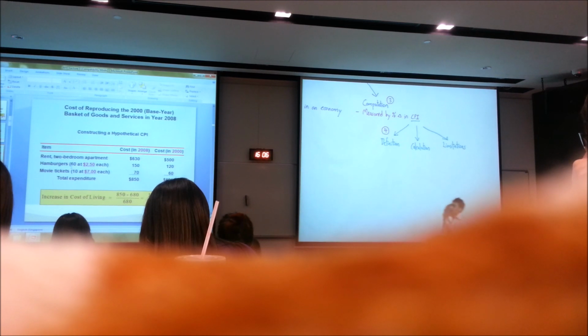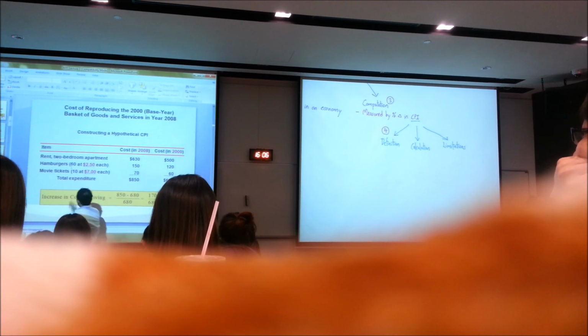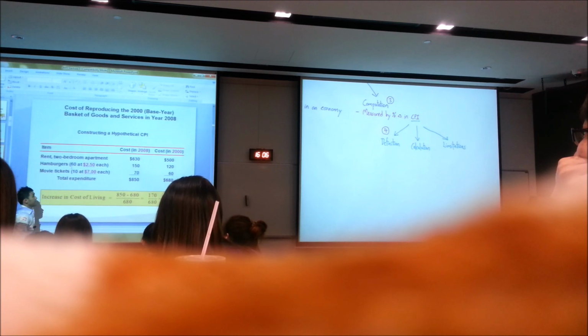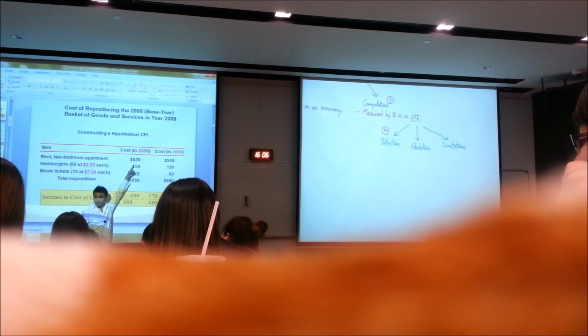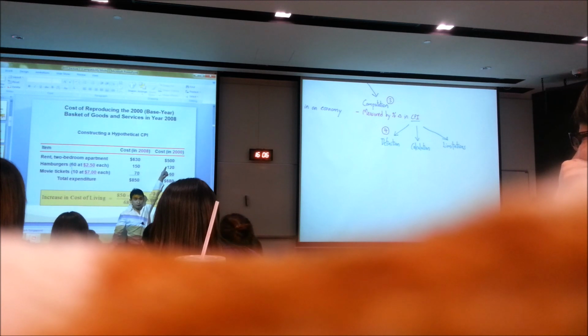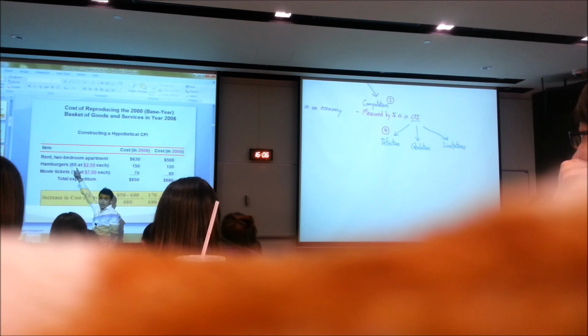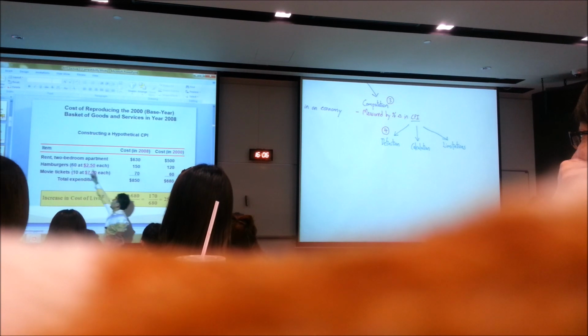Next, 2008. So now is the current year. Current year is 2008, okay? So let's take a look now. In 2008, the same three items, 1, 2, 3, okay? Rental has increased to $630, right? Rental has increased already. In 2000, it is only $500. But in 2008, it became $630. Next, hamburger. You still consume 60, okay? 60 hamburgers cost how much in 2008? Each one has risen to $2.50. So the cost of 60 hamburgers becomes 150 in 2008.